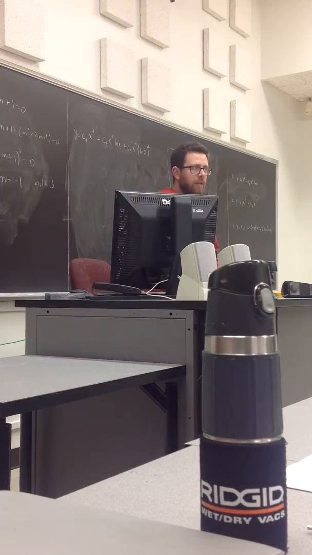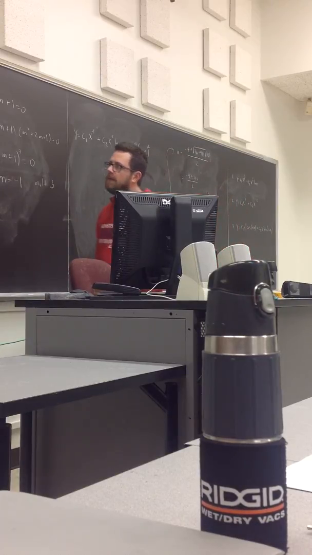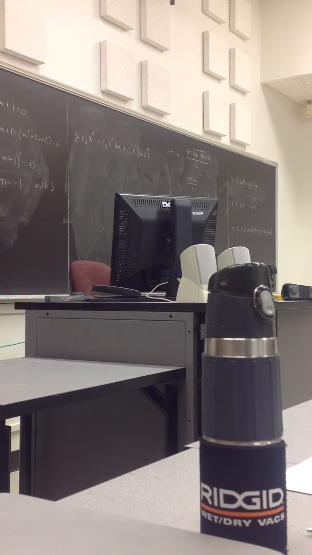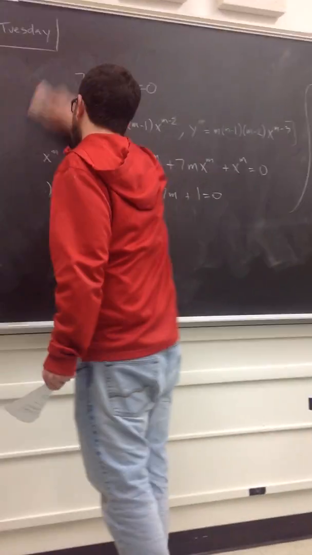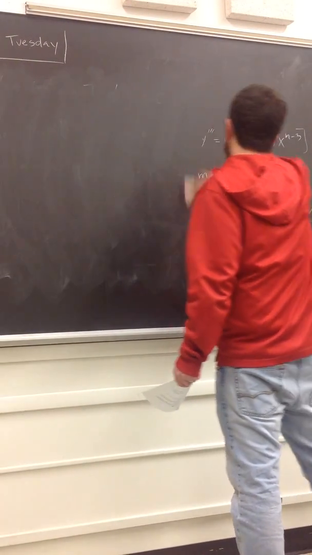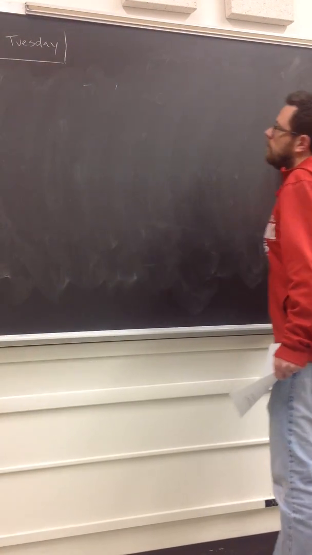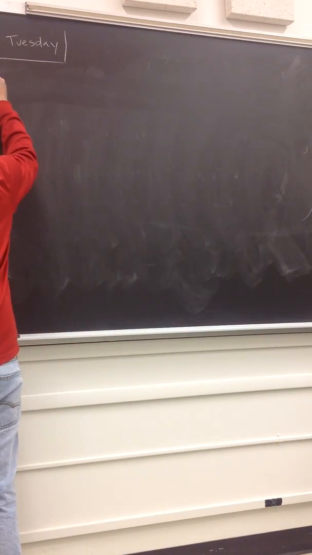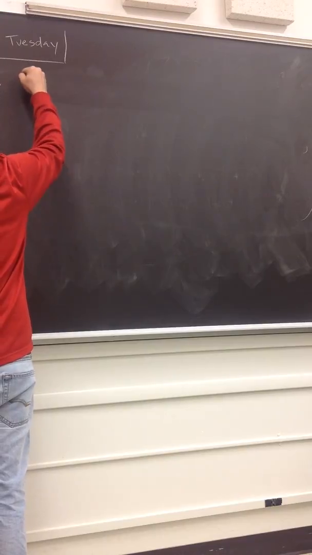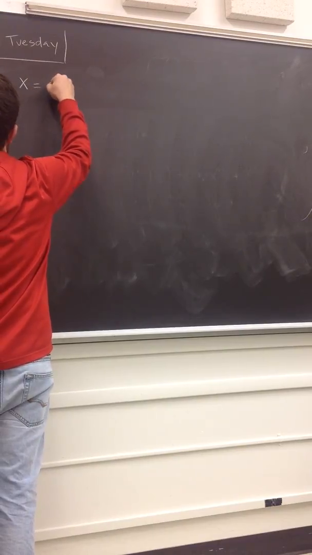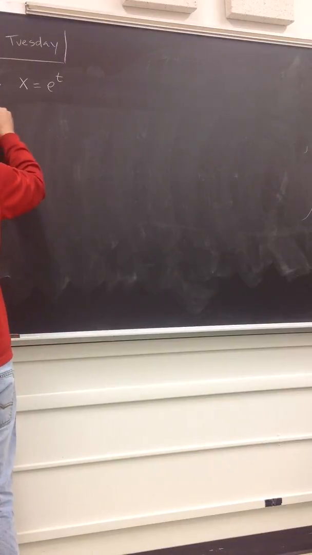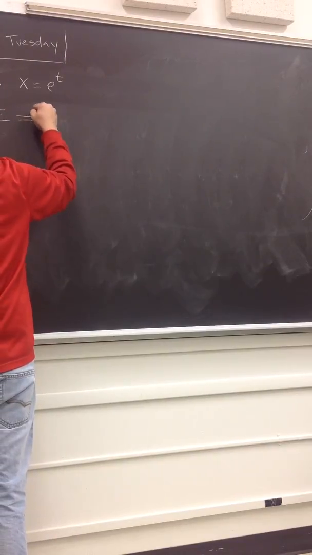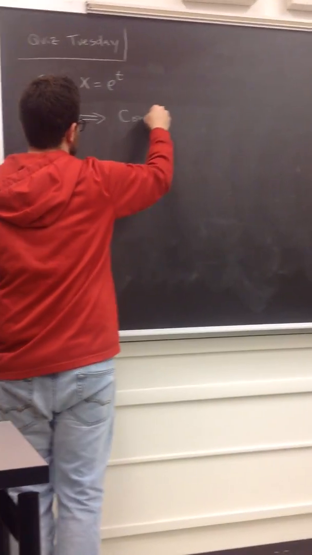That, you can look in the textbook, but let me give you a heuristic argument. So, if you substitute x equals e to the t, then that will transform a Cauchy-Euler equation into an equation with constant coefficients.